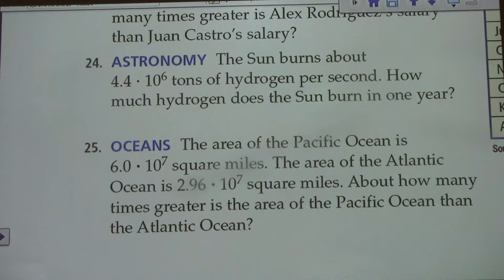And then the second one says the area of the Pacific Ocean is 6.0 times 10 to the 7th square miles. The area of the Atlantic Ocean is 2.96 times 10 to the 7th square miles. About how many times greater is the area of the Pacific Ocean than the Atlantic Ocean?